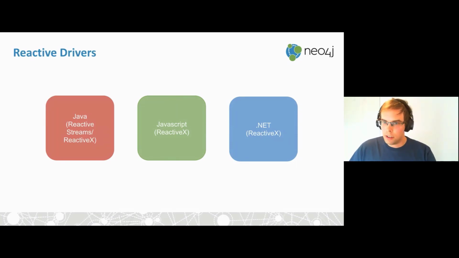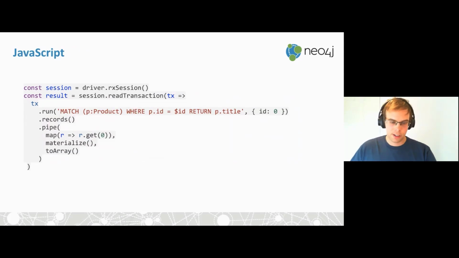So let's have a look at some coding examples, starting with JavaScript. If you're not familiar at all with the driver API, we have this driver object, which is the thing that's managing lots of things in the background for you. So things like connections to the database, routing information, and lots of stuff that's abstracted away to make things easier.